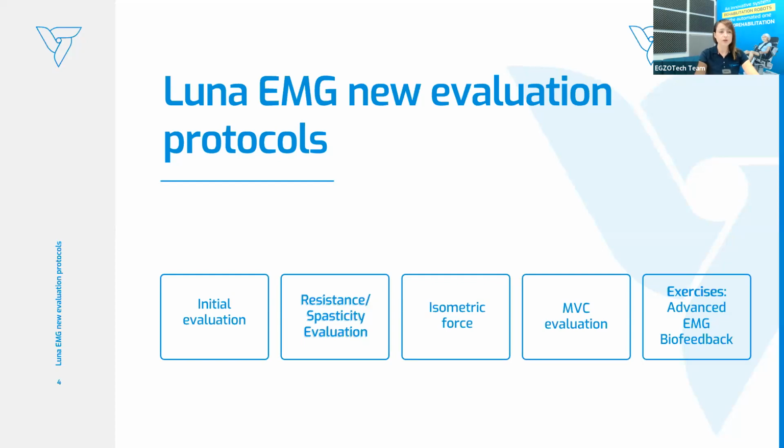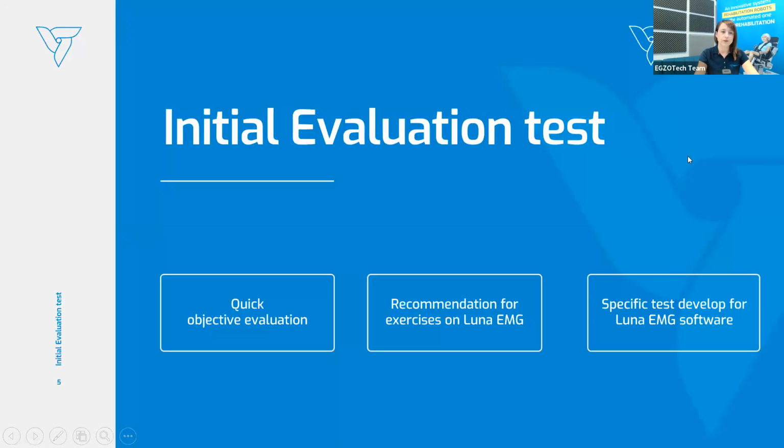So we do have the initial evaluation, so a short, quick test for evaluation. Then we have some resistance evaluation, which is often connected with the spasticity, if there's a spastic patient. There is isometric force, so it will help you out with measuring this force in the patient. And the EMG, like maximum voluntary contraction evaluation, that also is a standardized protocol to do that. So let me start with the first evaluation.